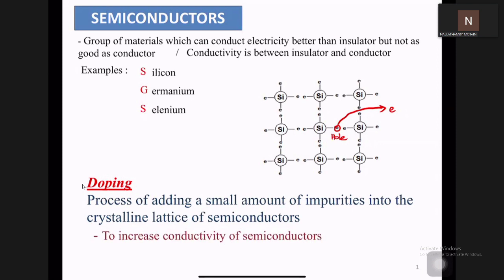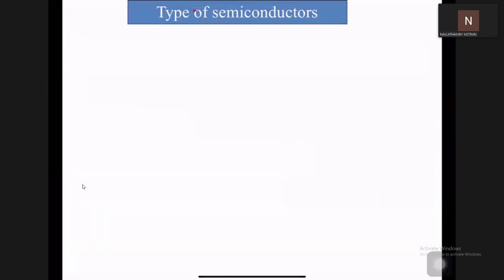Okay, so why do we need to carry out the process of doping? To increase the conductivity of the semiconductor. Okay, to increase the conductivity of the semiconductor. Okay, now we continue. Types of semiconductors.